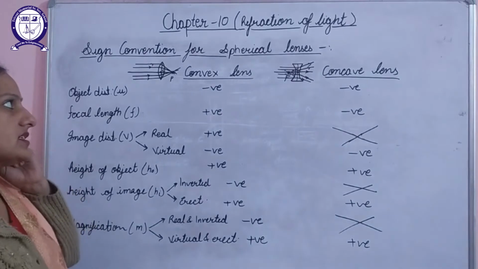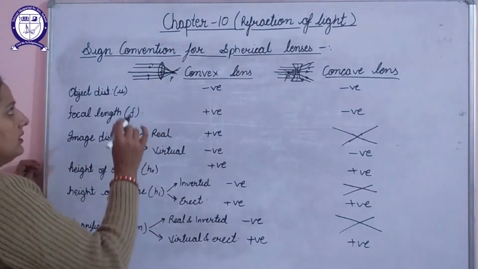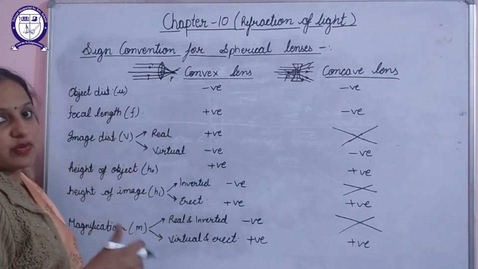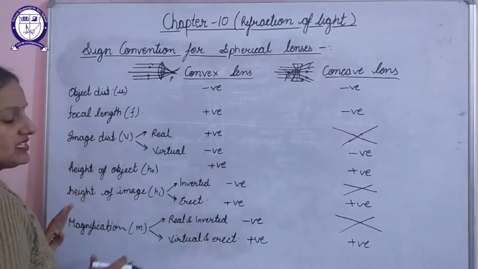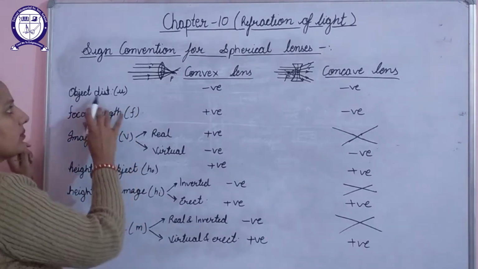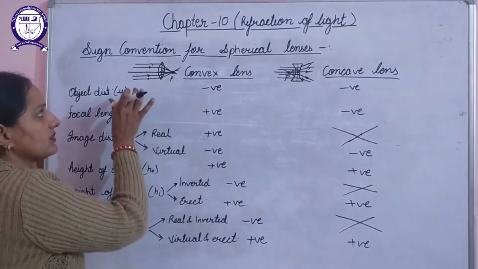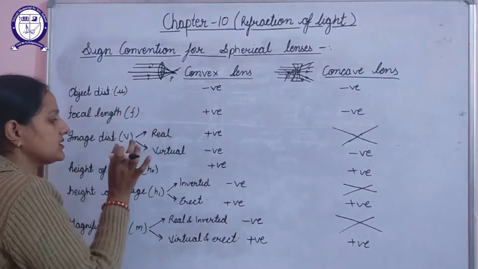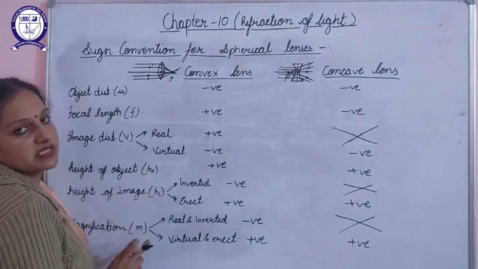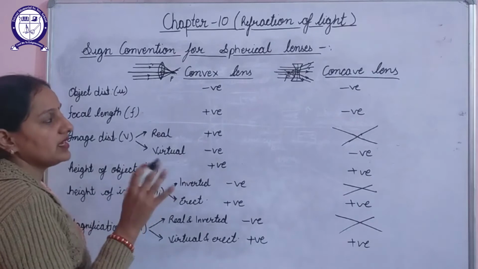Now let's consider sign convention for different lenses with the help of this table. After this, we'll discuss the lens formula, and that will use all these parameters. But before that, we'll discuss their signs. In the case of mirrors, we have discussed what object distance, focal length, image distance, height of object, height of image, and magnification are. Now we will consider them for lenses only.